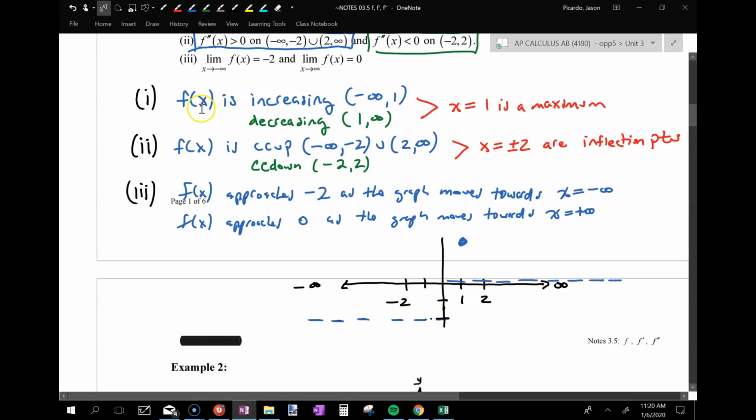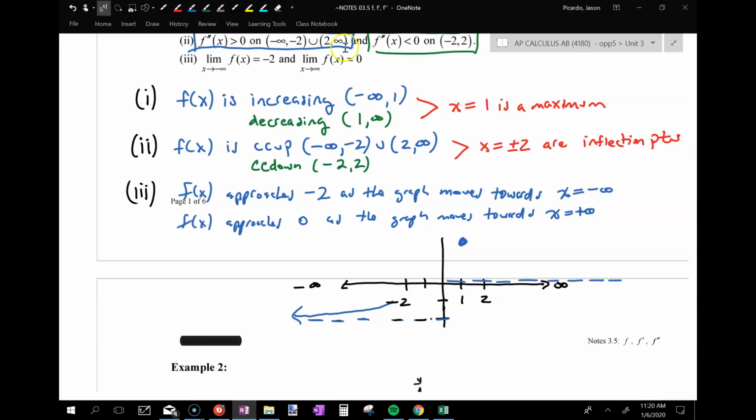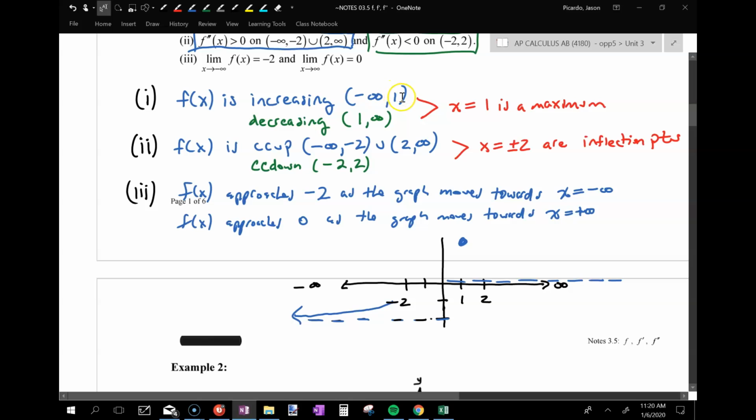So my graph needs to increase from negative infinity to 1. From negative infinity to 1, my graph has to increase. So I have to approach this asymptote from the top, right? Okay. So I know it's going to wind up doing this. Is my graph increasing as I write that? Looks good, right? And I have to keep increasing until I get to what? Until I get to 1. And then I have to do what? Then I have to decrease from 1 to infinity.